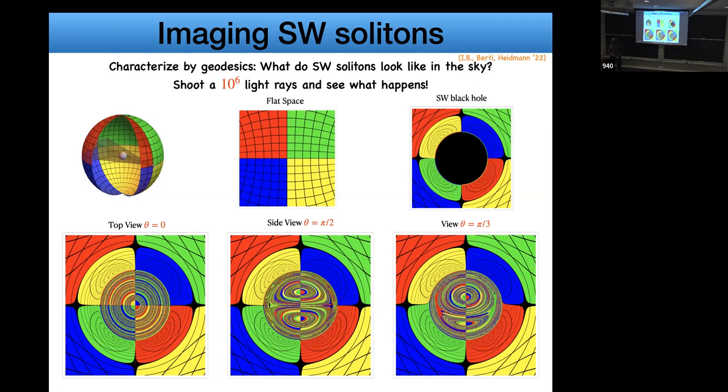And then here, if I'm looking at it at pi/2, you get the dipole structure, because this is a dipole. And then if you rotate it a little bit, you get a structure like that. So it becomes even messier.